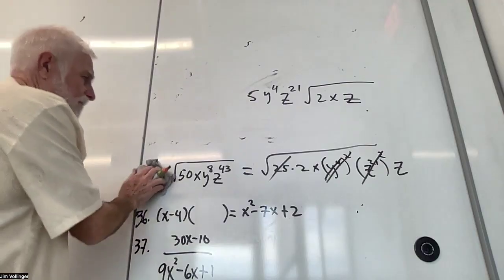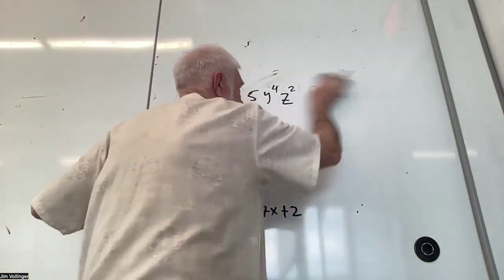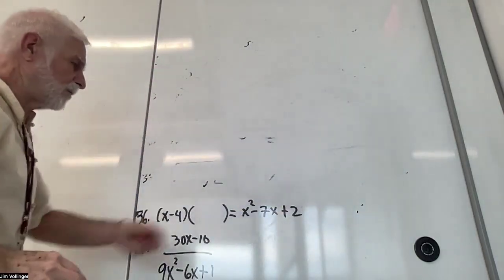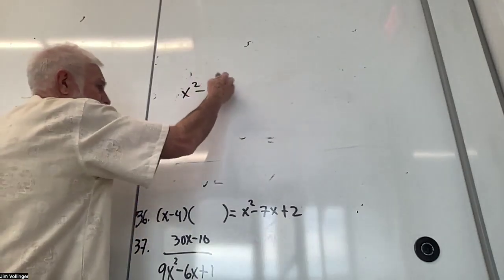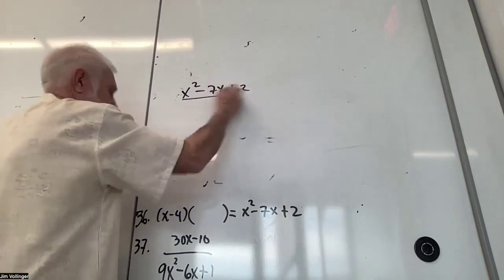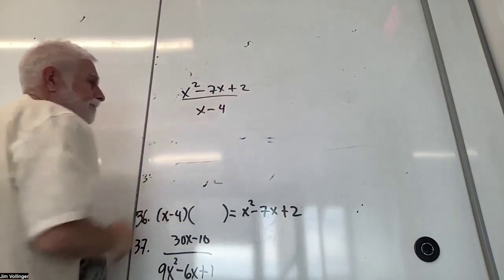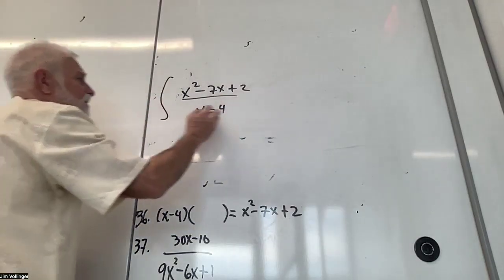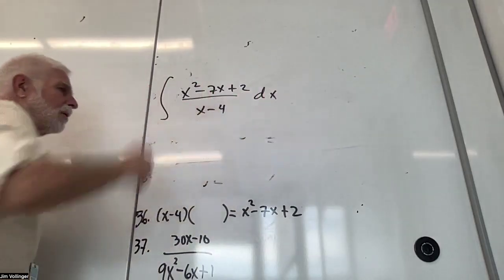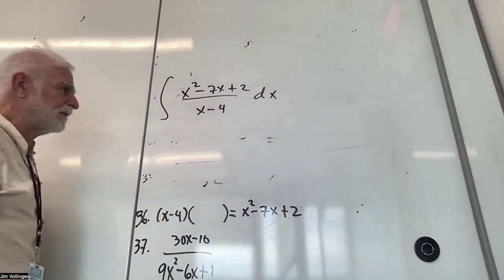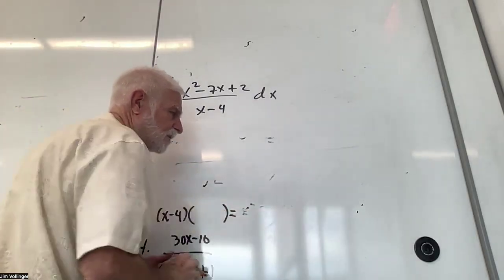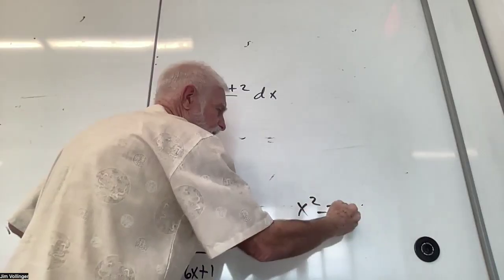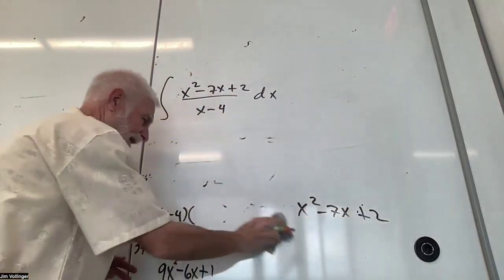X minus 4 times what? This is a precursor to long division. This is the same question as this. And in calculus, you're asked to integrate that, and students have trouble because they can't write what goes in there. So what goes in here? Well, x squared minus 7x plus 2, x squared minus 7x plus 2. Let's do it organically.